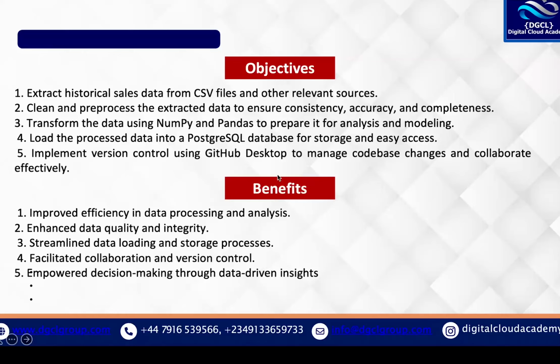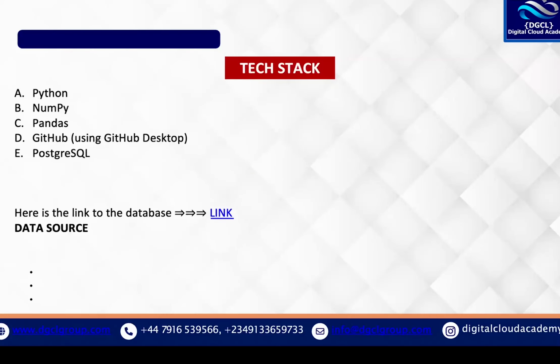So those are the objectives, what we are doing today. And what are the benefits of the whole process? Improve efficiency in data processing and analysis, enhance data quality and integrity, streamlined data loading and storage process, facilitate collaboration and version control. Version control can be done through GitHub and connecting to GitHub Actions. And empowered decision making through data-driven insights.